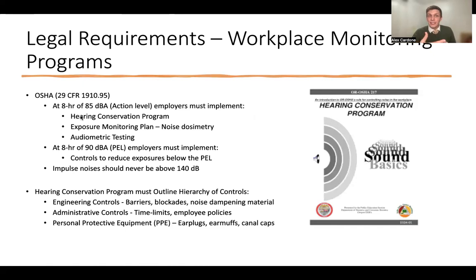But at that 85 decibel range, employers are required to implement these three things: a hearing conservation program, an exposure monitoring plan, and audiometric testing. And if the 8-hour average reaches 90 decibels, employers need to start implementing controls to control the hazardous noise within the workplace so that they can better protect their employees. In addition, they emphasize that impulse noises should never be above 140 dB.